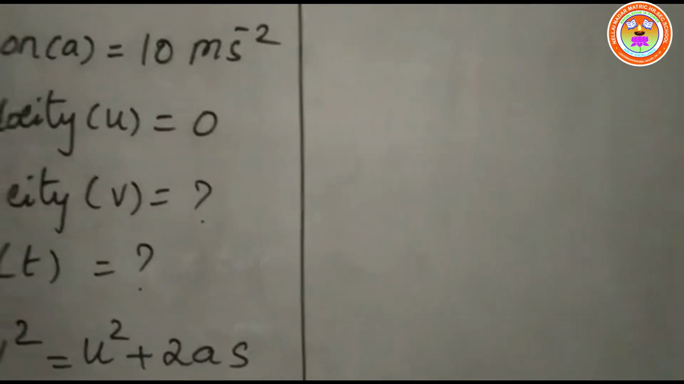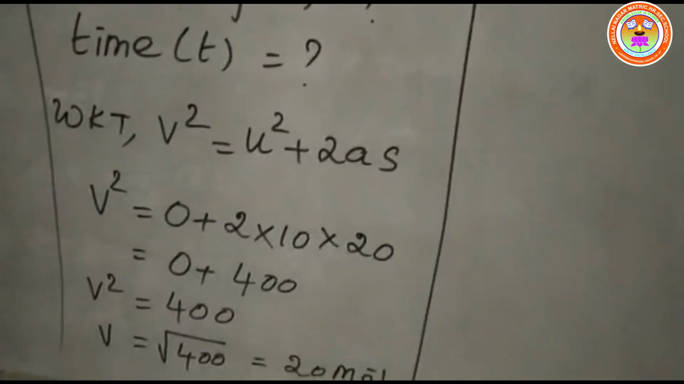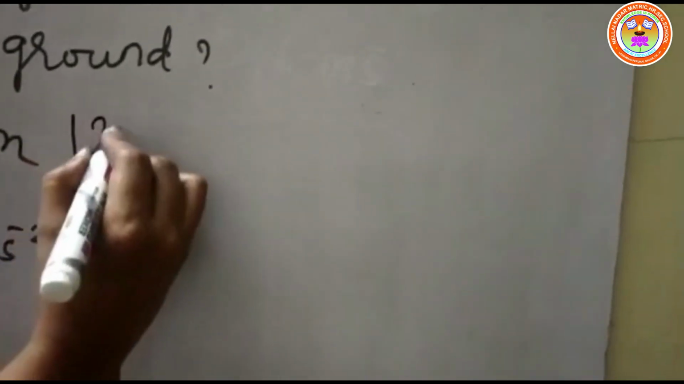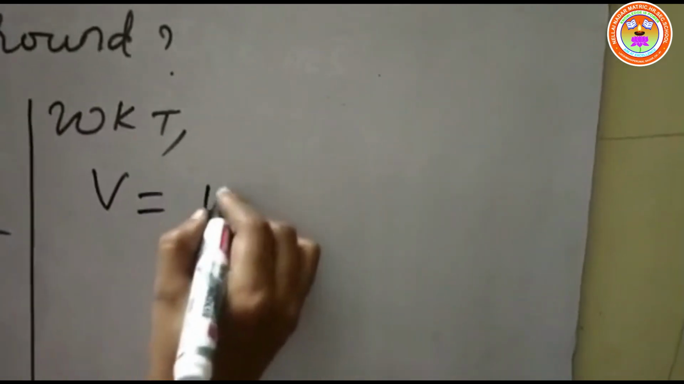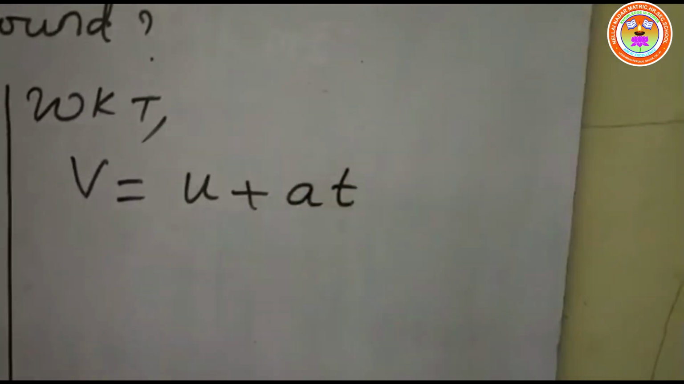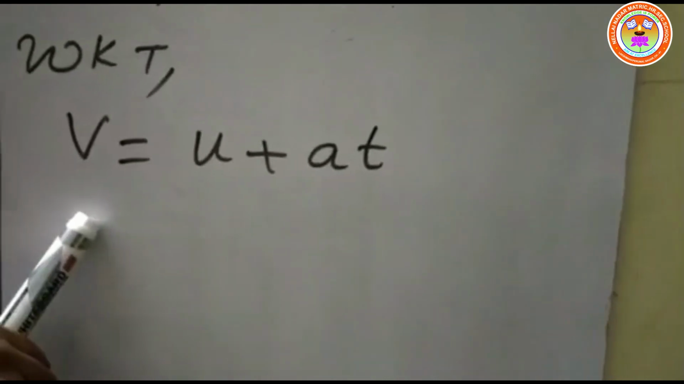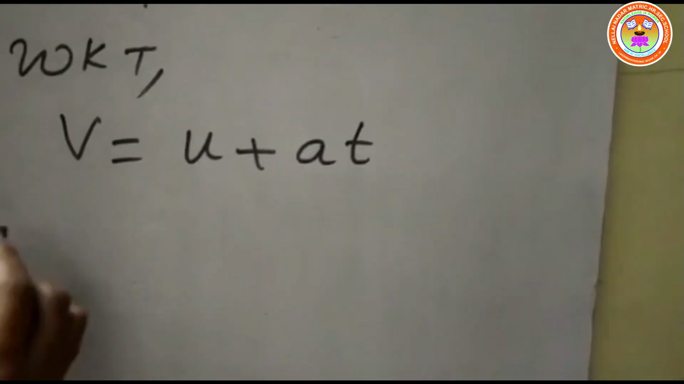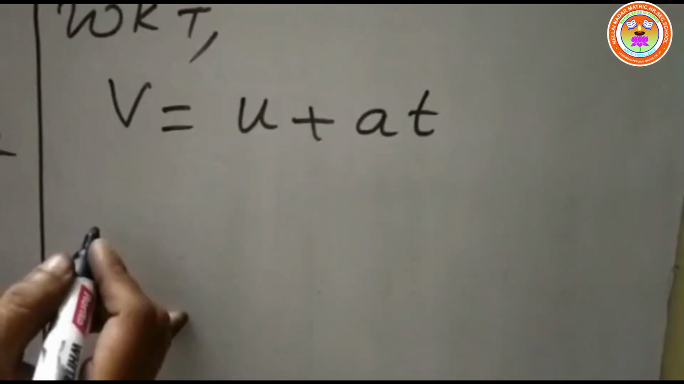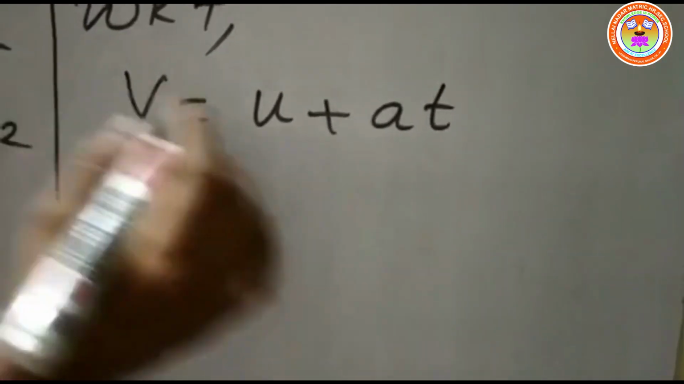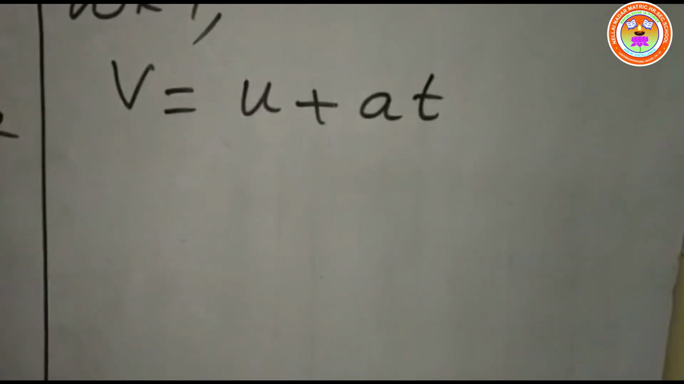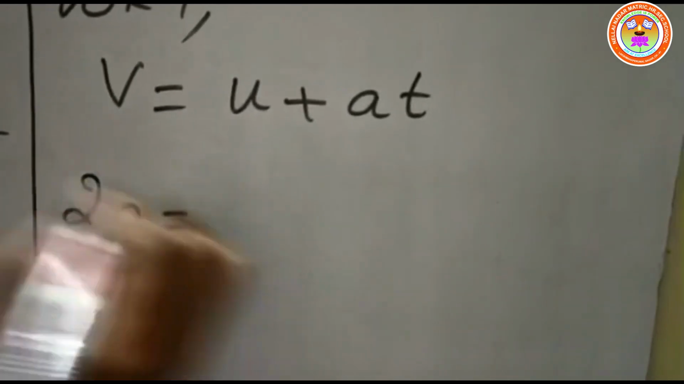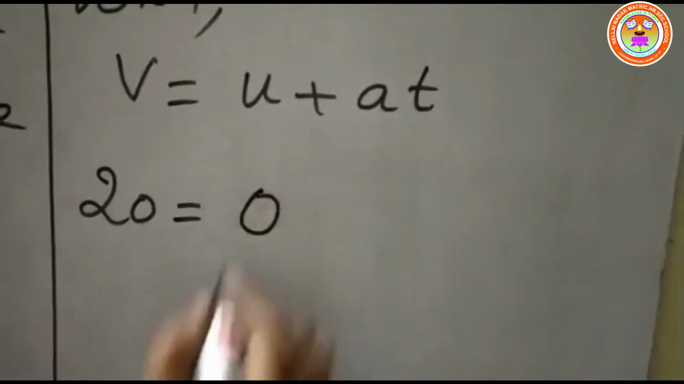And afterwards, what do we have to find out? What is the time taken? Here also we have to use the equations of motion only. So we know the first equation, V is equal to what formula? U plus AT. Because V we already know and A is already given in the problem, isn't it? So using this formula, V is equal to U plus AT, we substitute the values. What values are known? V value we already calculated, 20, is equal to U value, which is 0, isn't it?